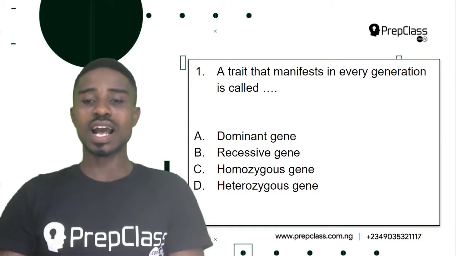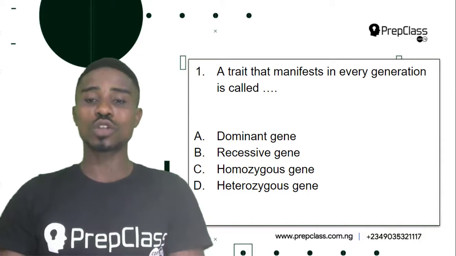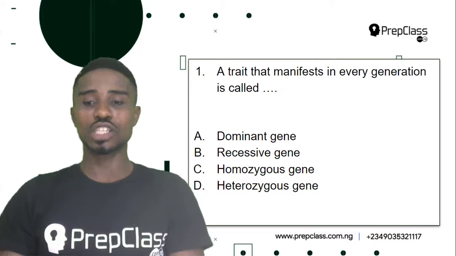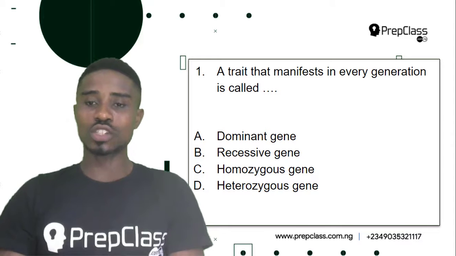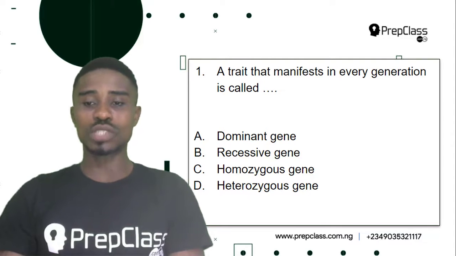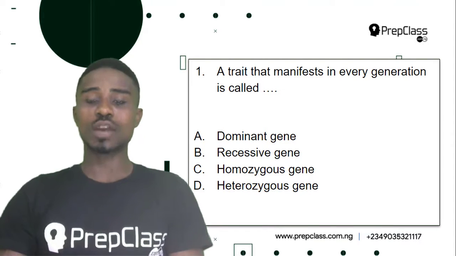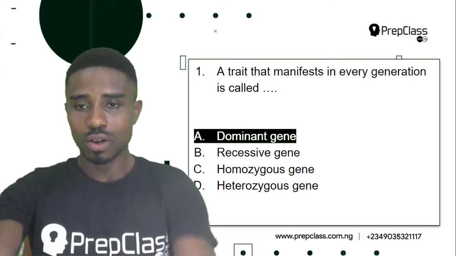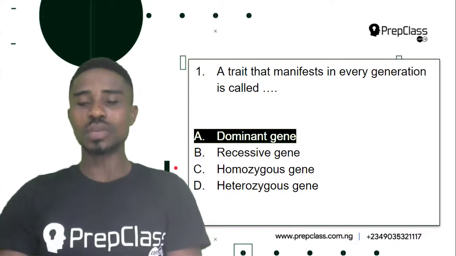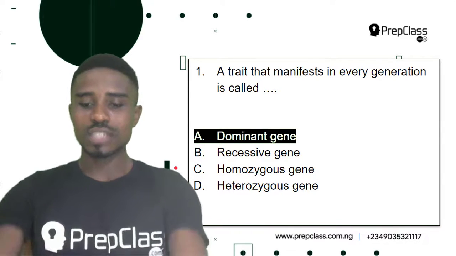So the correct option to our question would be dominant gene because it is present in every generation. It's not recessive gene, nor homozygous gene, nor heterozygous gene. So the correct answer would be A, dominant gene. Let's take a look at it. Option A, dominant gene, is our correct answer. Let's look at the next question.